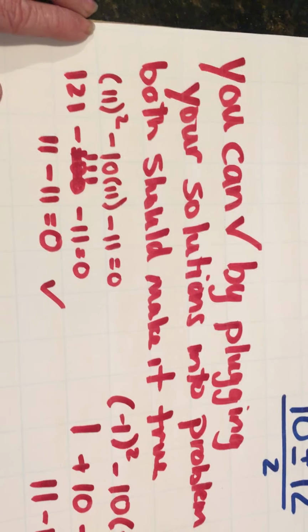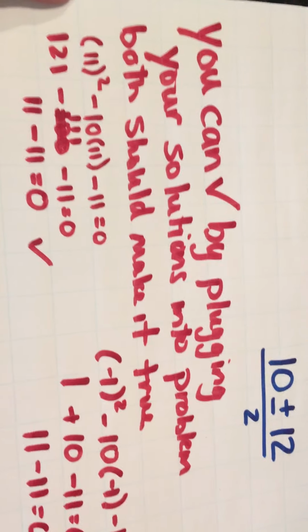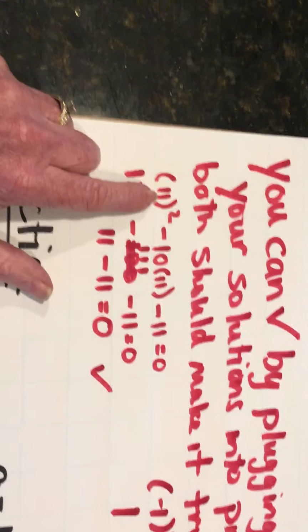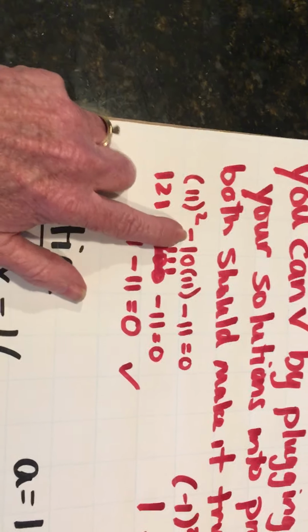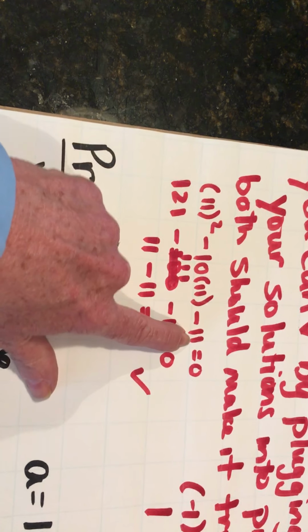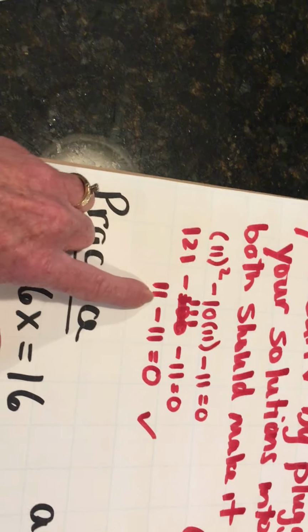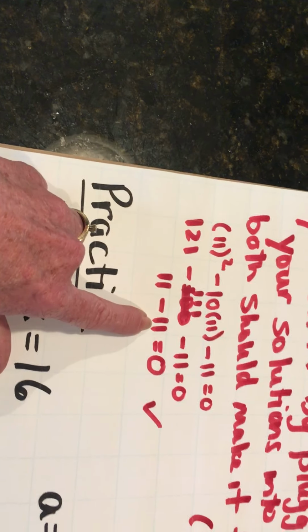Okay, you can check your answers by plugging your solution back into the problem, and both parts should make it true. So we said one of our solutions was 11. We can do 11 squared minus 10 times 11 minus 11 should give me a 0. 121 minus 110 gives me 11. Minus 11 gives me 0.